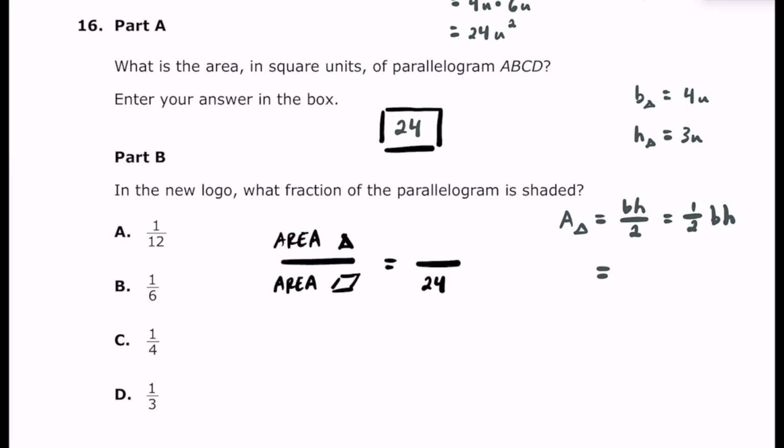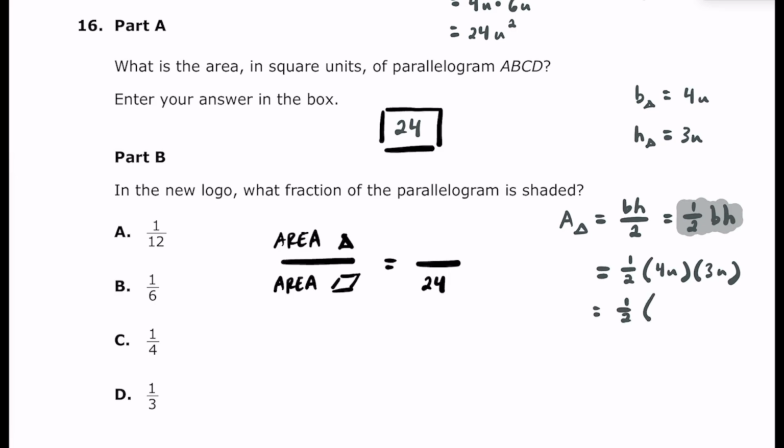It's going to be base times height divided by 2, or 1/2 base times height. I think for this particular one, maybe I'll just use this one over here. I think a lot of people like using this one as well. So we can do half of whatever the base is, 4 units, times whatever the height is, which is 3 units. So 4 times 3 is going to be 12 square units.